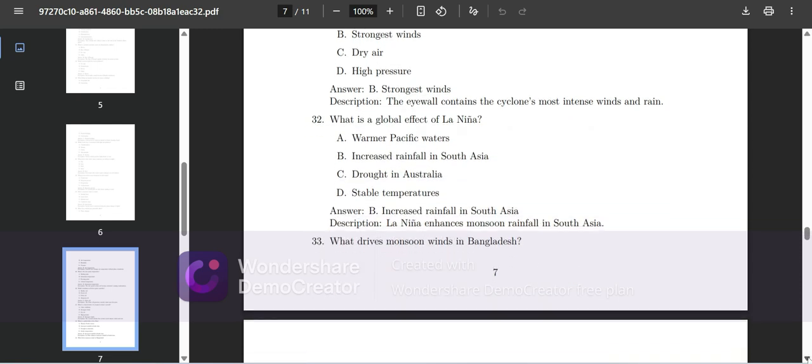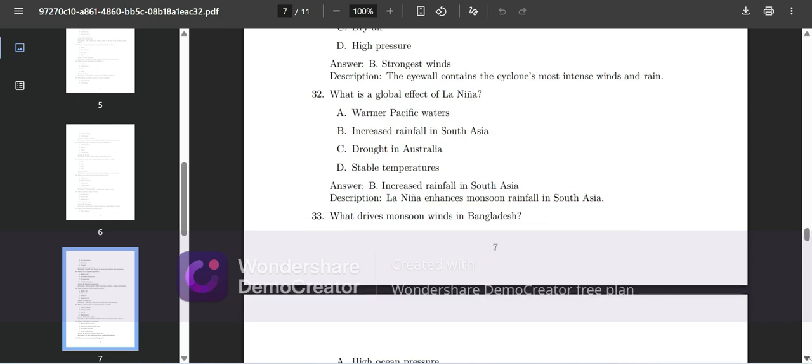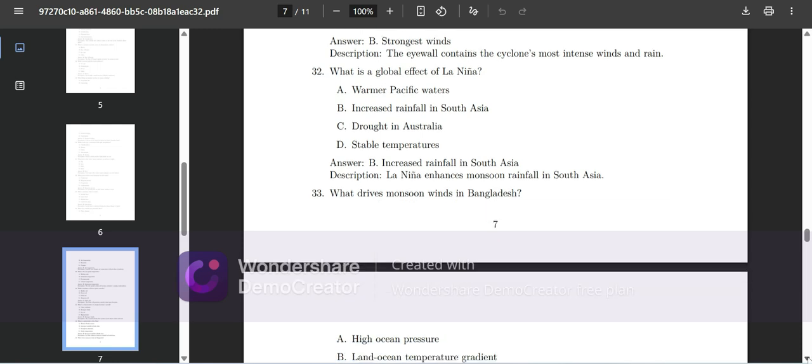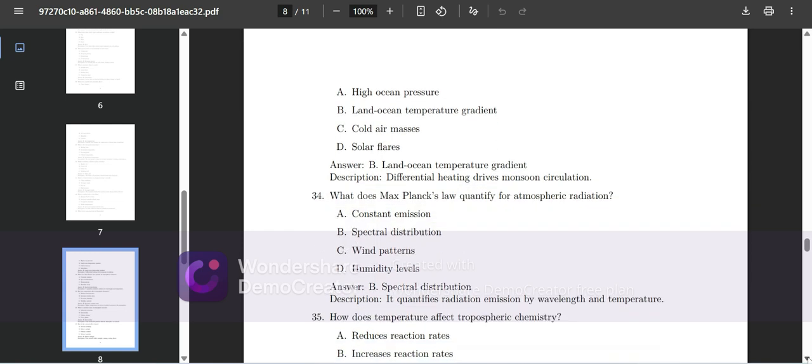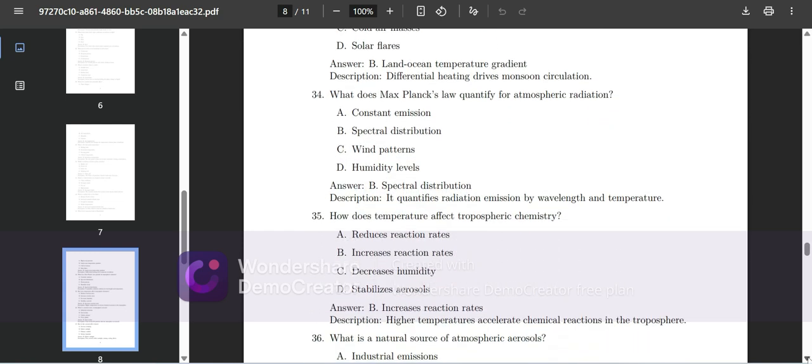What is the global effect of La Nina? Increased rainfall in South Asia. La Nina enhances monsoon rainfall in South Asia. What drives monsoon wind in Bangladesh? Land-ocean temperature gradient and differential heating drive monsoon circulation.